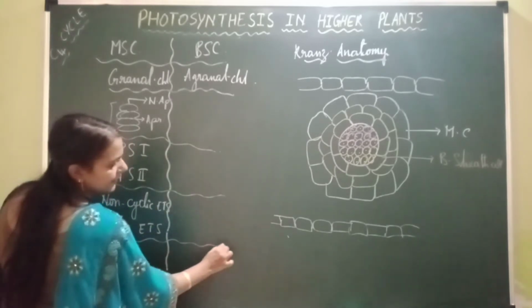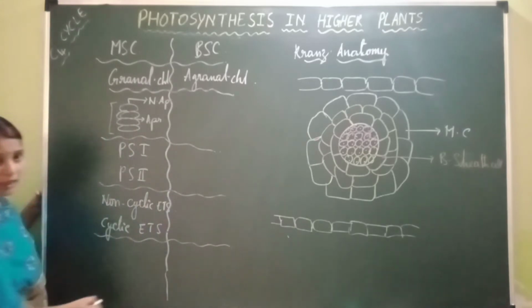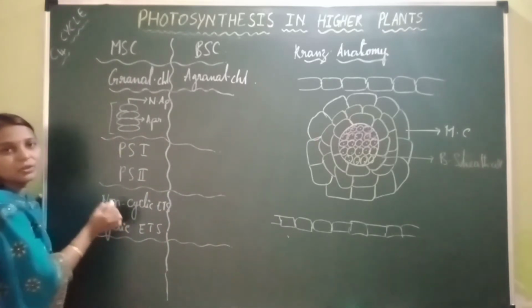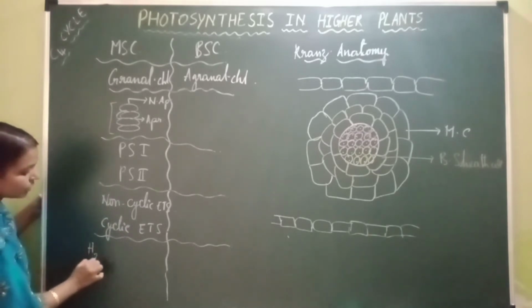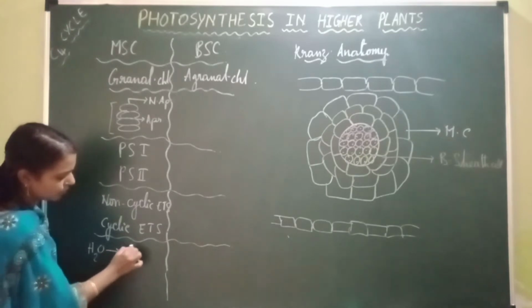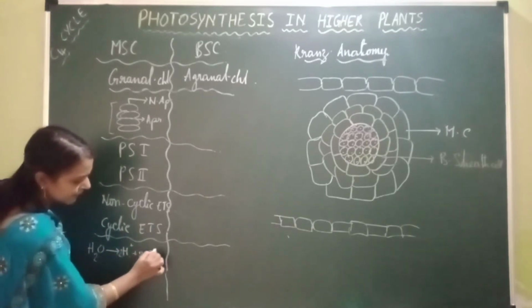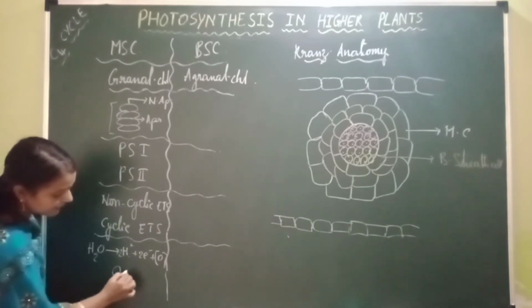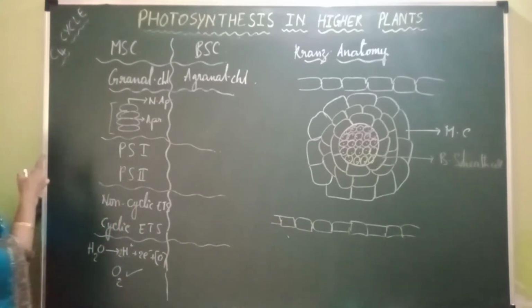So as non-cyclic photophosphorylation occurs, what happens? This chloroplast requires an external electron donor. What is that external electron donor? Water, which splits into 2 protons, 2 electrons and nascent oxygen. That means oxygen is released inside the mesophyll cell.